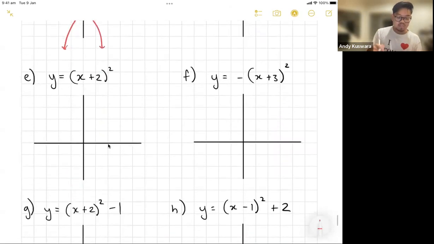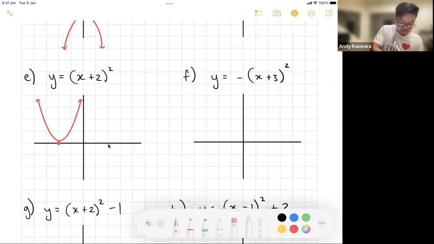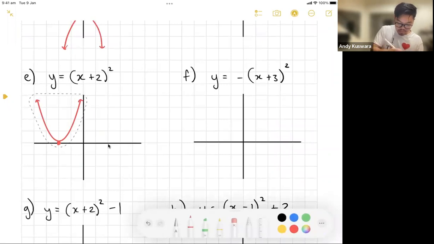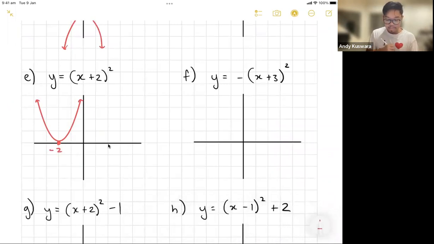Continuing on, what if I have x plus 2 squared? That means I move 2 to the left. Normally we would cut at (0, 0), but my parabola now moves 2 to the left. If I was to label that, that would be negative 2. And if I have a negative (x plus 3) squared, that's going to move it 3 to the left, and the negative is going to flip it from concave up to upside down. That is minus 3 there.